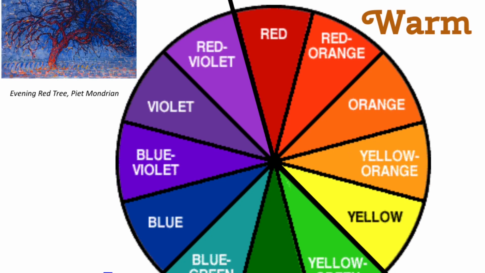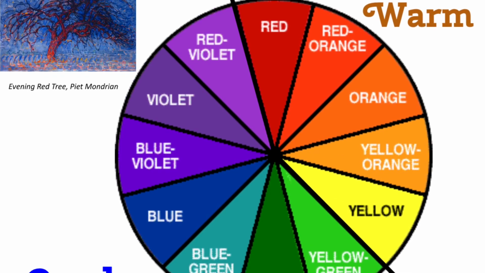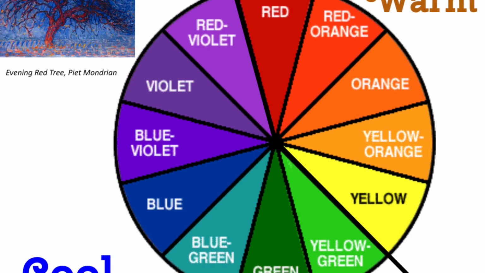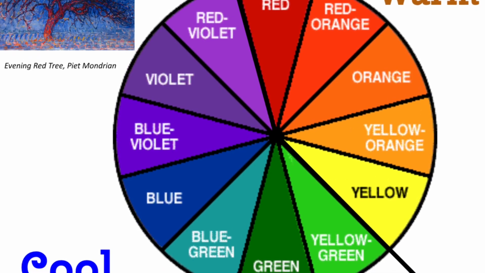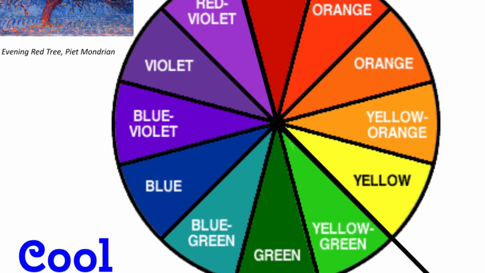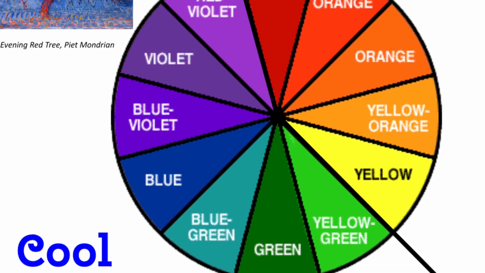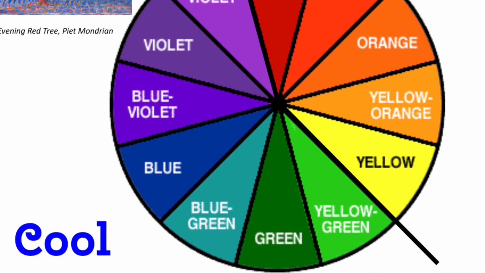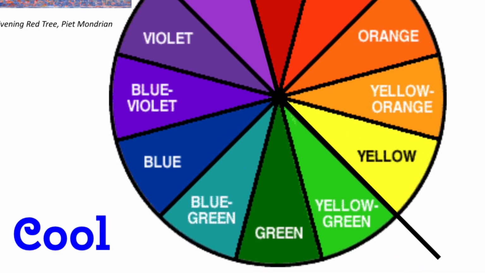Now you're going to decide what kind of colors you want to use for your tree and your background. If you choose cool for your tree, then what will you use for your background? That's right, warm, the opposite. If you choose warm colors for your tree, then your background needs to be cool. Remember, you're choosing opposites so that they contrast and the colors pop out.